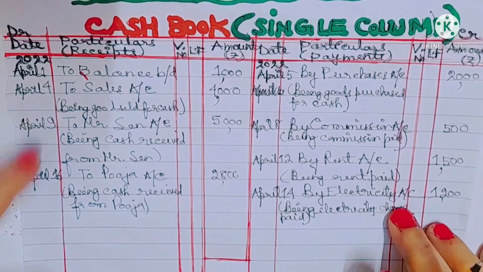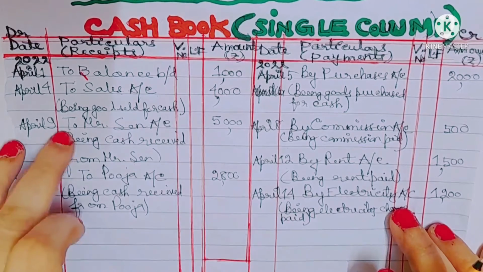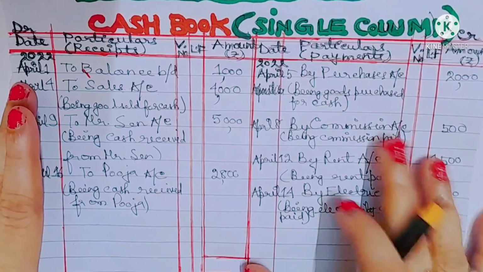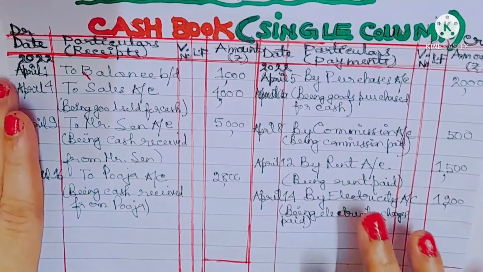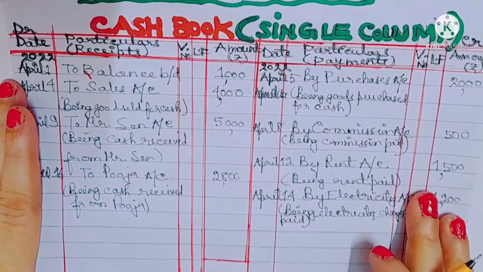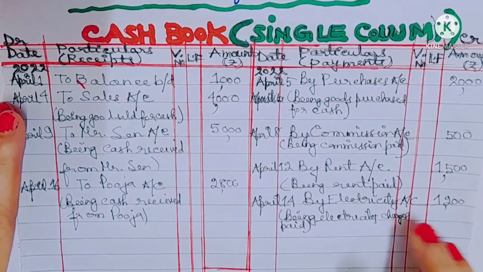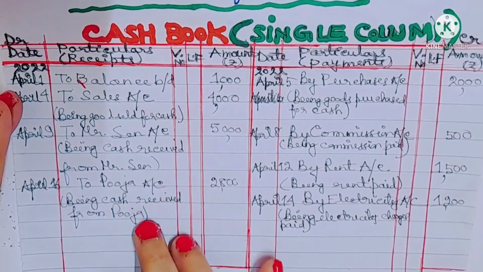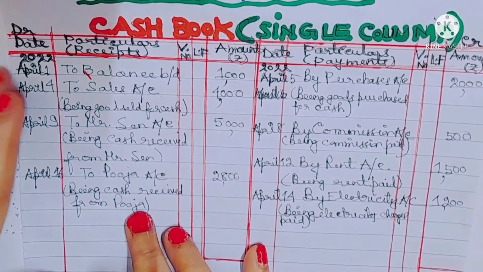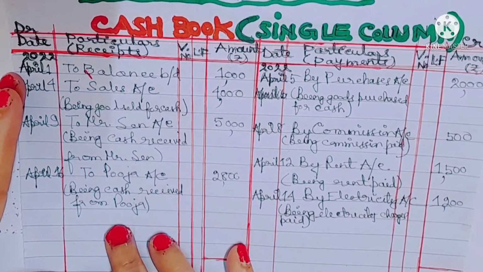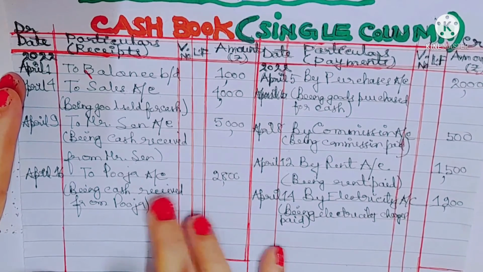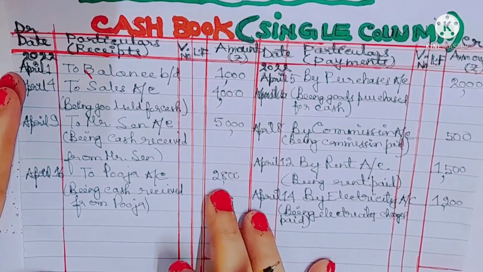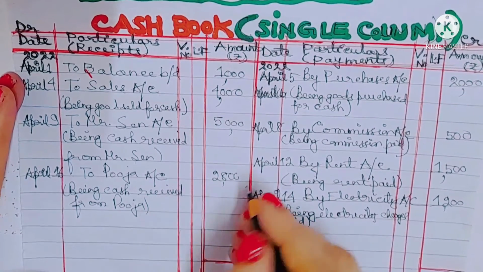By the way, why is electricity credit? Because cash book comes under real account. What goes out is credit. আমরা যখন electricity payment করছি কি হচ্ছে? Cash চলে যাচ্ছে. That is the reason 1200 will be credited. Here we are receiving cash from Pooja. Since cash book is a real account, what comes in is debit. So cash receive করছি 2800. So 2800 will be debited.